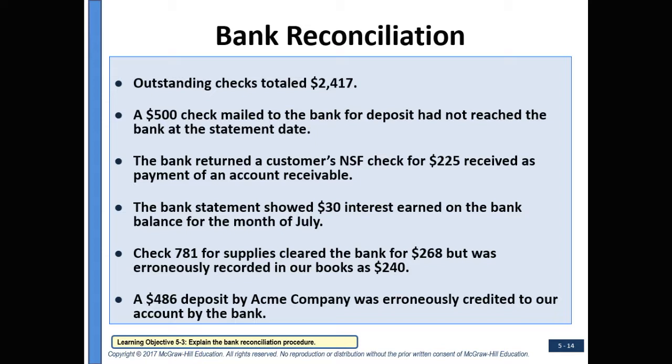So let's just take a second and look at these and how this may happen. Some companies are located far away from their banks, and they actually mail or FedEx their deposits to the bank to be processed. That shows where a $500 check may be mailed to the bank for the deposit that had not reached the bank at the statement date. You could also say a $500 check taken to the bank at 4:59 on the 31st had not been processed at the bank as of the statement date.